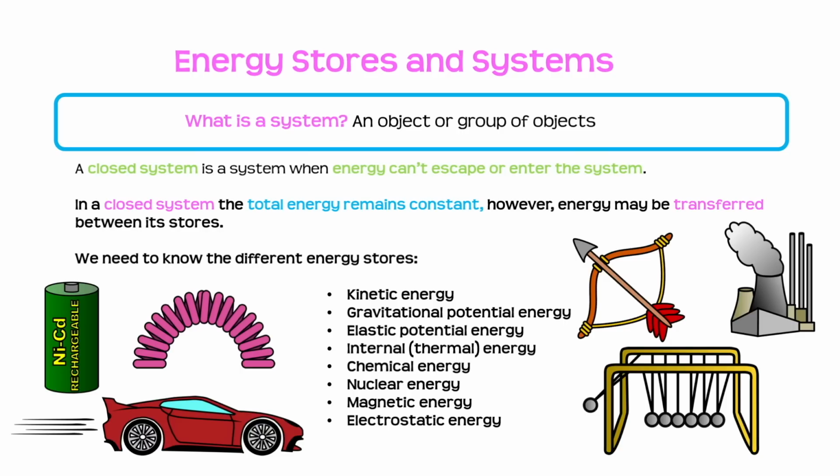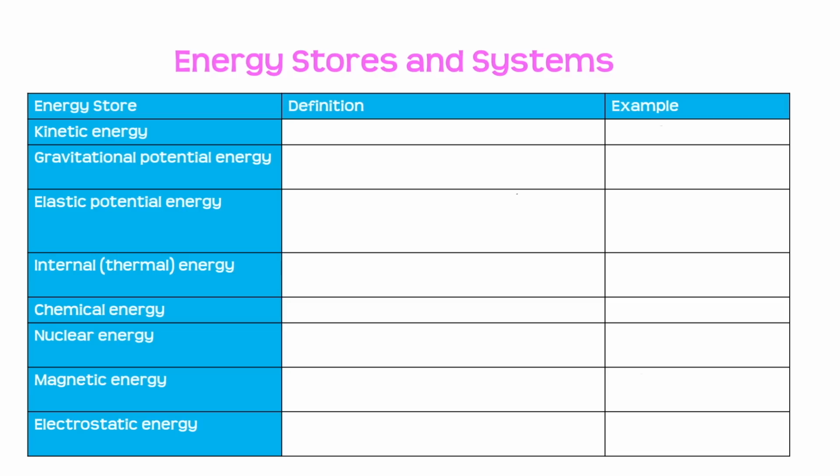So getting on to energy stores, we need to know the following ones. We need to know about kinetic energy, gravitational potential energy, elastic potential energy, internal or thermal energy, chemical, nuclear, magnetic and electrostatic energy. So kinetic energy is the energy of a moving object. An example of this is a moving car.